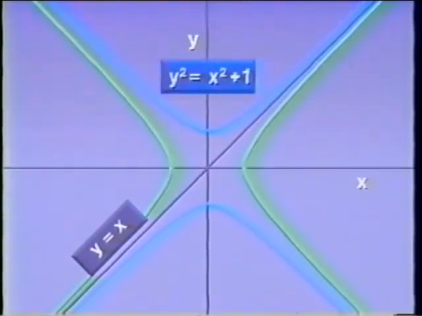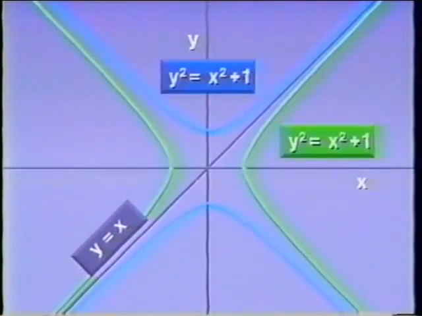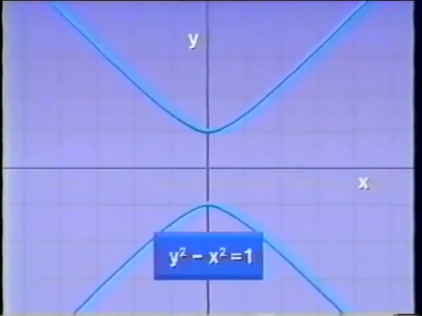Now the equation of any graph, reflected in the line y equals x, is simply the old equation with the x and y switched. The asymptotes remain the same, but now the transverse axis joining the vertices is along the x-axis. We can apply other transformations to the original hyperbola as well.